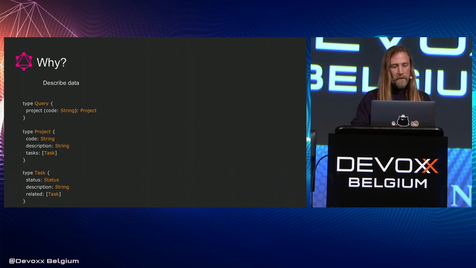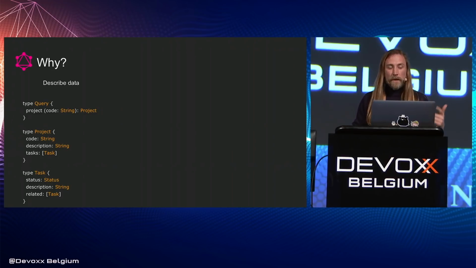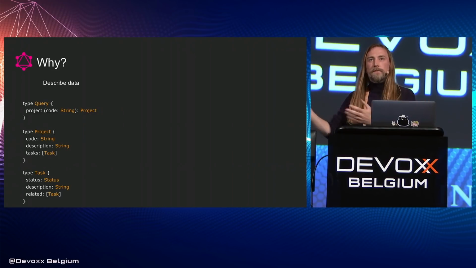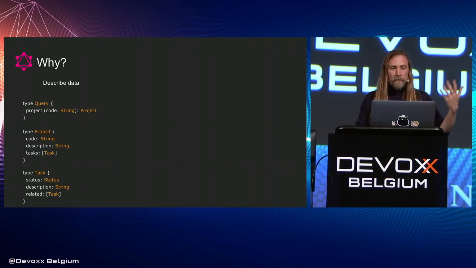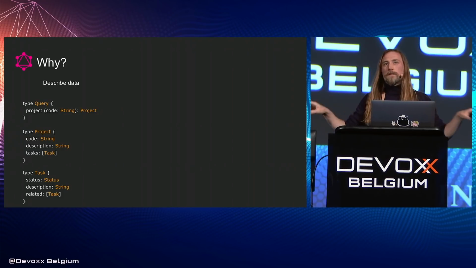So then a task is further defined as another object that has a status, it has a description, and it has related tasks. So the interesting thing to note here is how a task has a recursive relationship with itself, well, with other related tasks. So it shows you that you can model more complex relationships than just a simple tree.